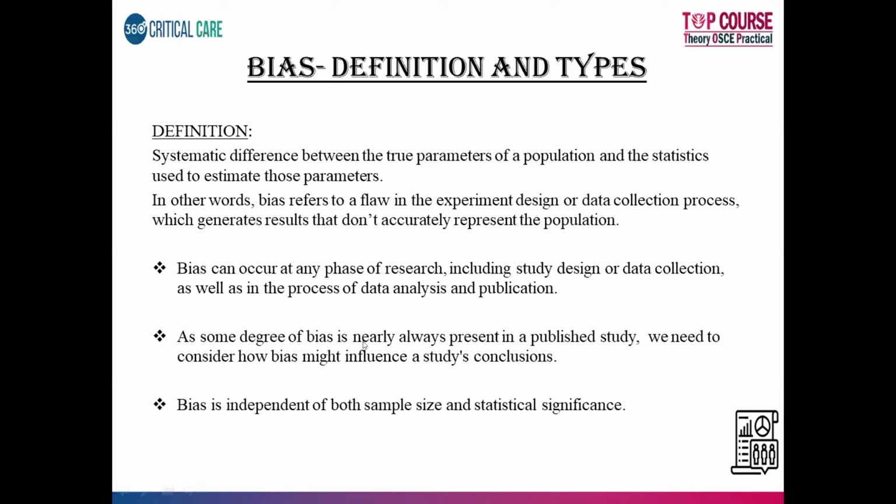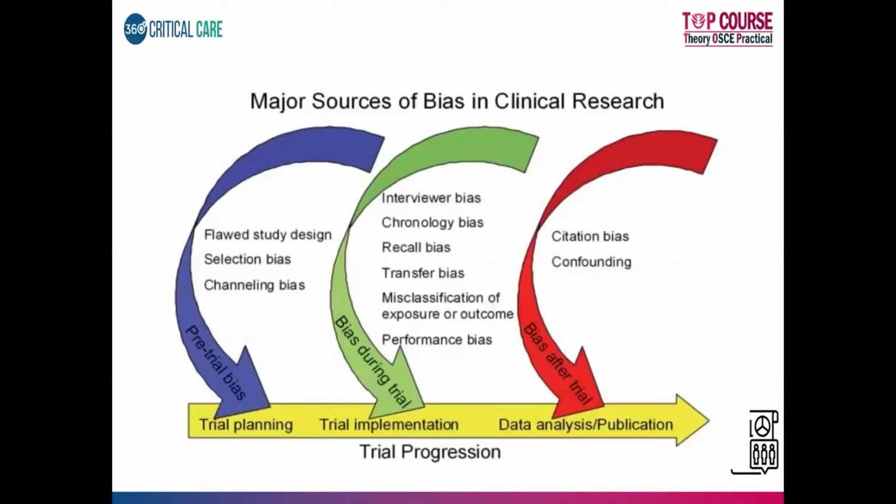Some degree of bias is nearly always present in a published study. We need to just consider how this bias might have influenced a study's conclusions. So minimal bias is acceptable, but that bias should not be so significant that it will affect your study conclusions. This bias is independent of both the sample size and the statistical significance.